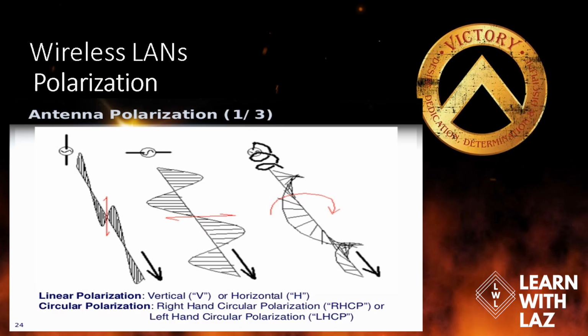But you have linear, which is vertical, circular, which is the other one on this one right here, or you have right or left hand circular polarization, which is this right here. So you've got to be very careful. And this is what we were getting into when we were surveying. We didn't even pay attention and we didn't care.